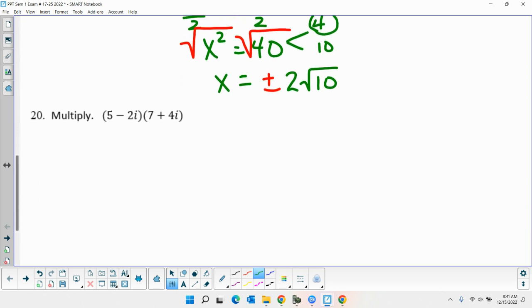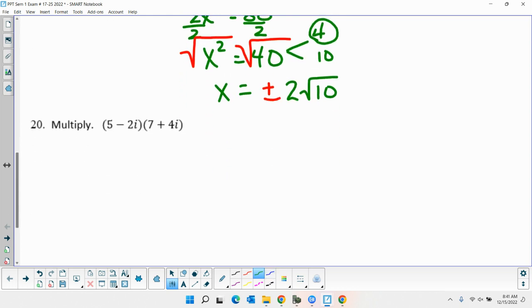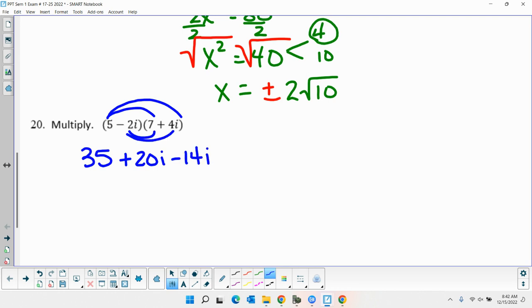All right, here we got a FOIL. All right. So first, 5 times 7. Outside, 5 times 4i. Inside, negative 2i times 7. Last, negative 2i times a positive 4i is negative 8i squared.